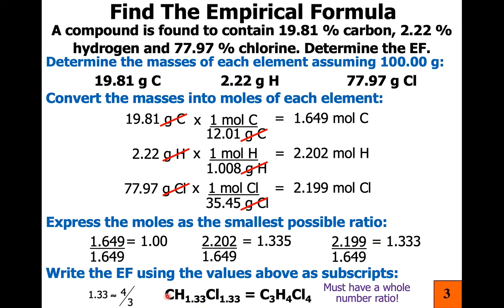And so 1 carbon to 1.33 hydrogens to 1.33 chlorines, or let's multiply all these through by 3 to give us C3H4Cl4. So we must have a whole number integer ratio at the end.